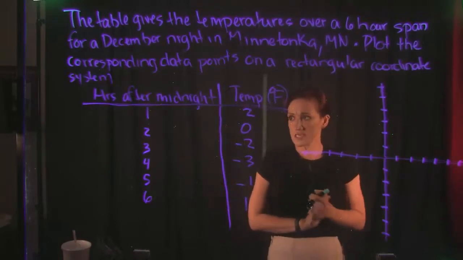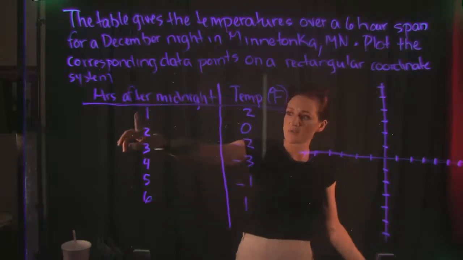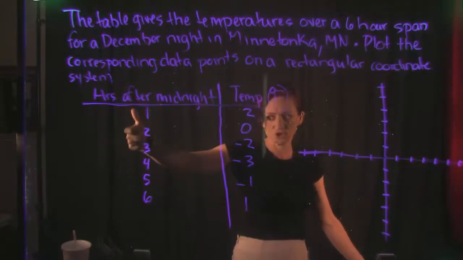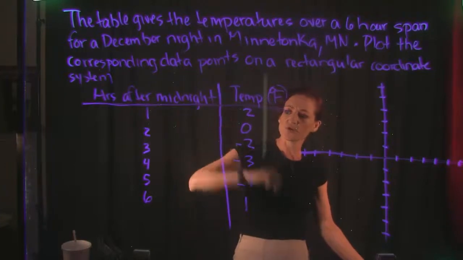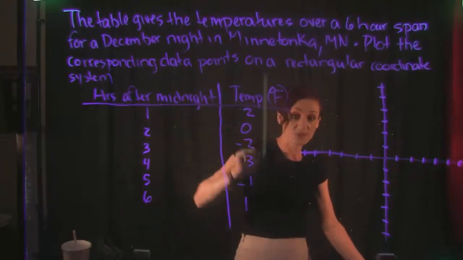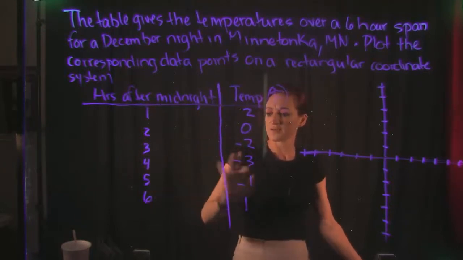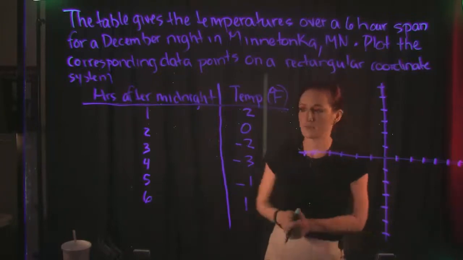Taking a look at this table, our first column represents hours after midnight. So 1 hour after midnight, 2 hours after midnight, right? So technically 1 o'clock in the morning, 2, 3, 4, 5, and 6. And at 1 o'clock in the morning, it was 2 degrees. 2 o'clock in the morning, it was 0 degrees, right? And so forth. At 3 o'clock, -2, 4 o'clock, -3, 5 o'clock, -1, and 6 o'clock, +1.